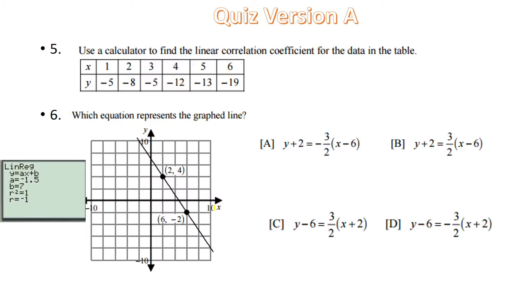All right, number 5, linear correlation coefficient. You just type in the stat calc 4, make sure your diagnostic is on. Depending how you round it, I would take negative 0.90 or negative 0.91.